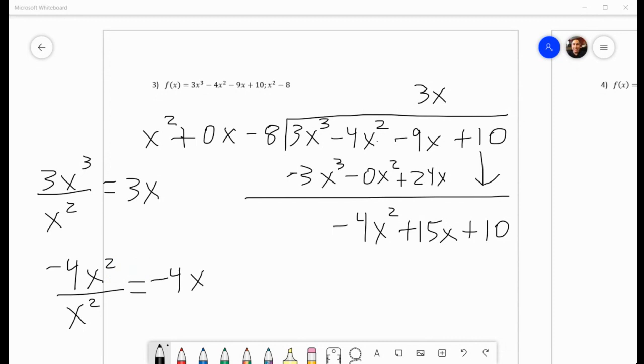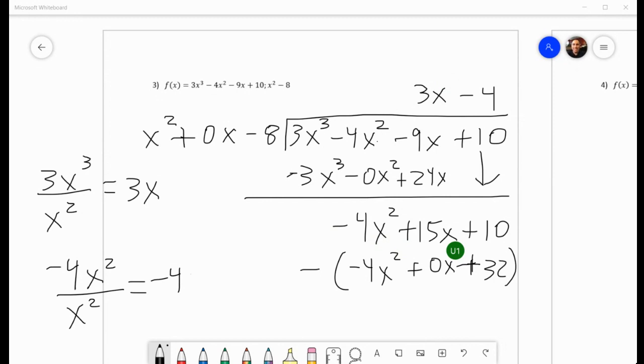Okay, so wait, did I? Wait a minute. No, I'm being silly. Sorry, that should be a minus 4. I divided wrong. The leading terms we divided, this is minus 4. Okay? Minus 4. Okay. So from here, we're going to put that over the constant term, and now we multiply and we subtract. So we're going to subtract minus 4x squared plus 0x plus 32.